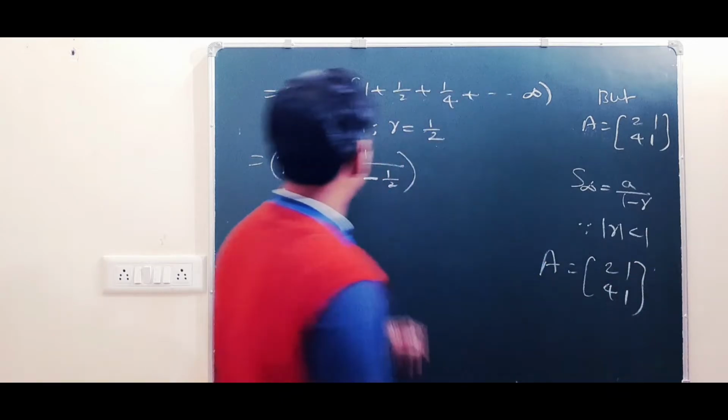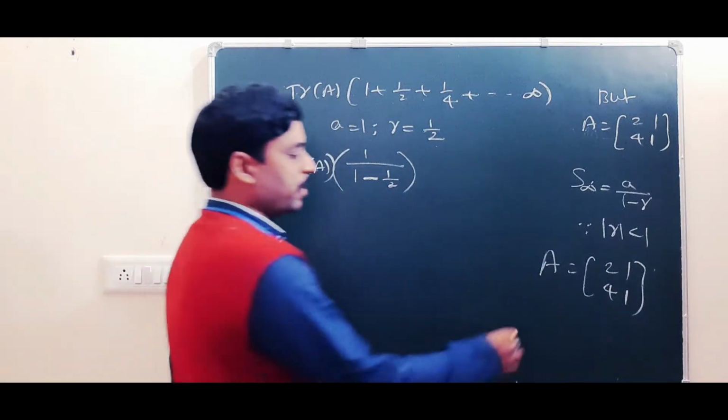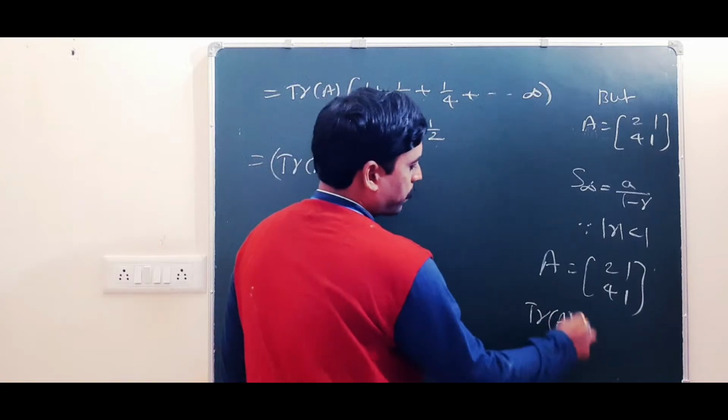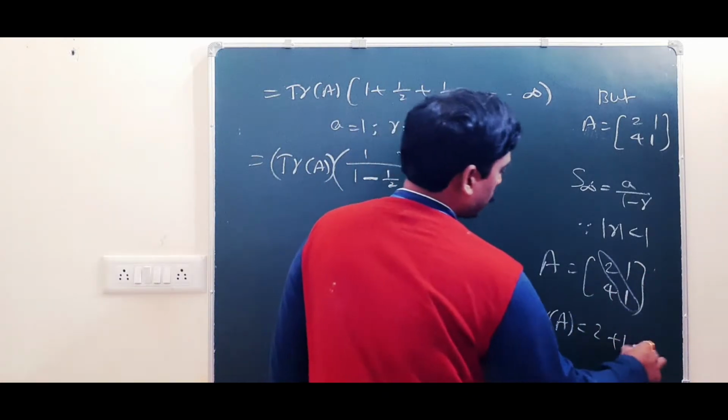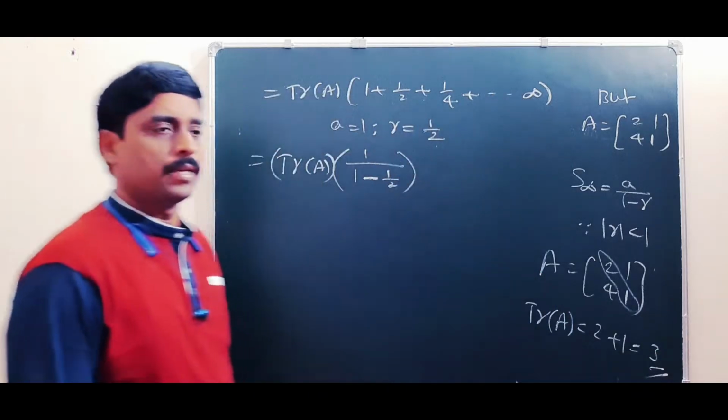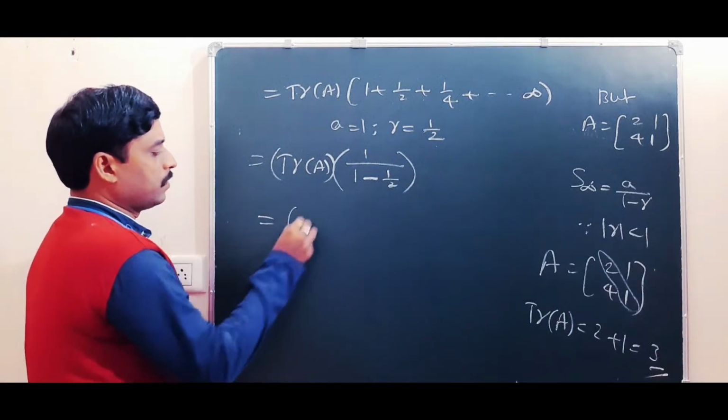First we have to find the trace of A. So what is the trace of A? It is the sum of the principal diagonal elements. 2 plus 1 is equal to 3. Therefore, the trace of A is equal to 3.